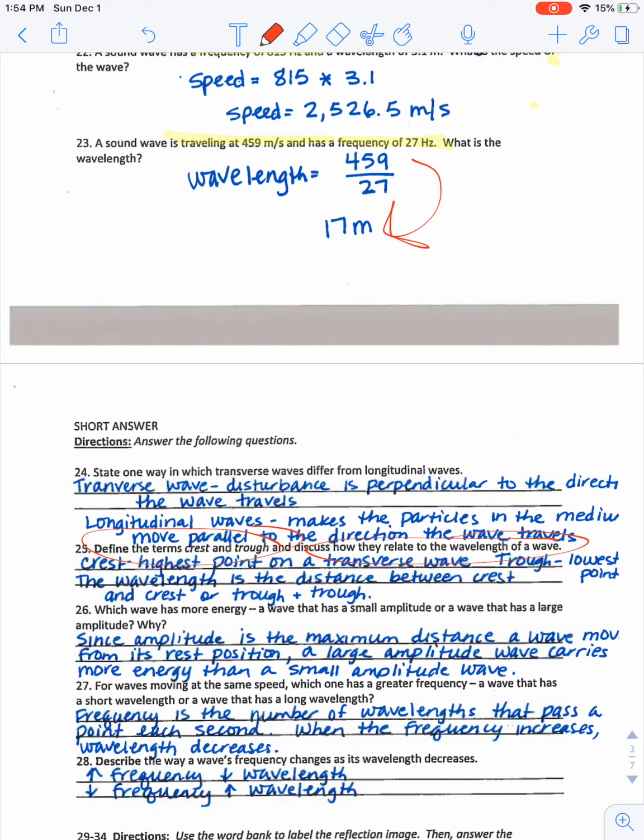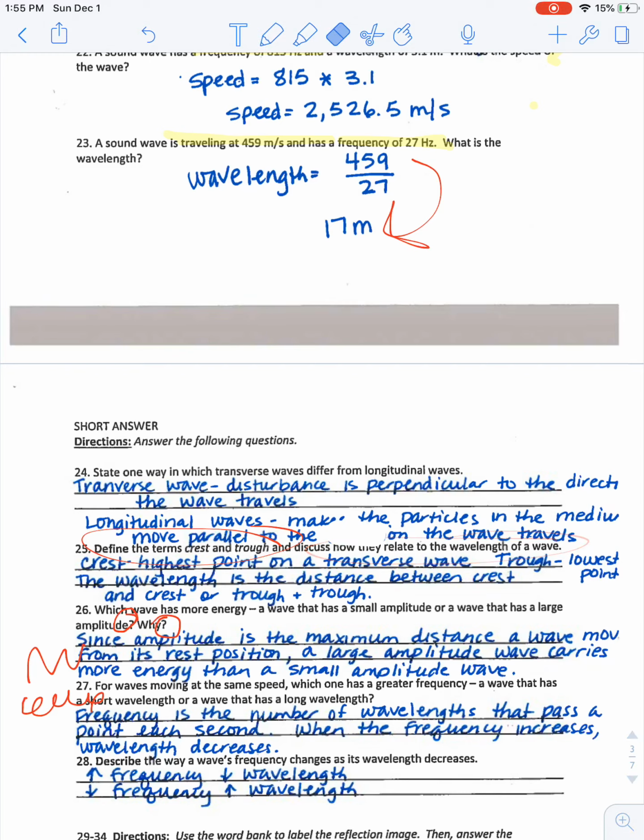26, which wavelength has more energy? A wave that has a small amplitude or a wave that has a large amplitude, and why? Again, two question marks here, two parts of this question. We know that amplitude is the maximum distance that the wave moves from rest position, so that doesn't matter if it's transverse or longitudinal, but from the rest, and a larger amplitude means more energy. Smaller amplitude is less energy.